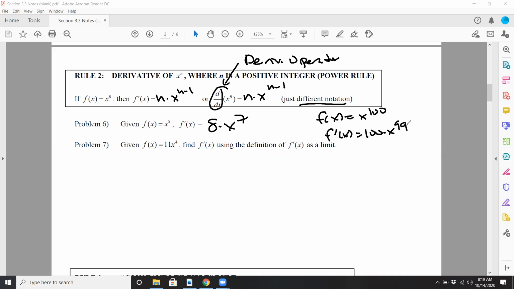For problem 7, f of x equals 11x to the 4, find f prime of x using the definition of f prime of x as a limit. Excuse me. So in this case, f prime of x is going to equal the limit as h approaches 0 of f of x plus h minus f of x all over h.